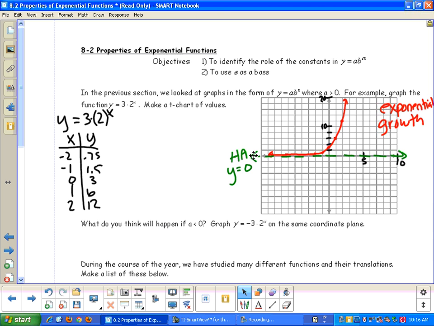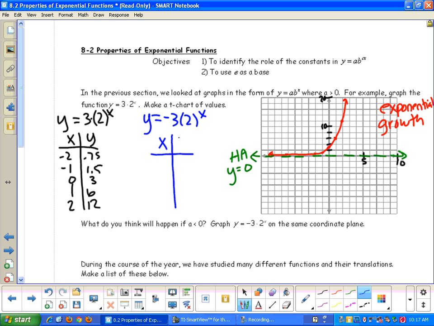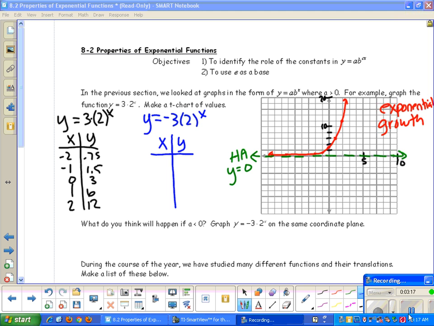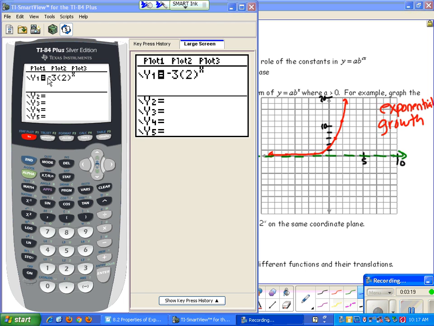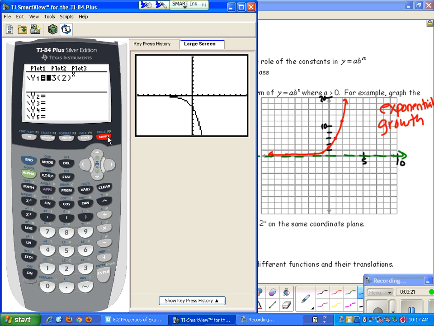So the next question says, what do you think will happen if a is less than 0? So let's go ahead and graph y equals -3 times 2 to the x power on the same coordinate plane. Let's go ahead and use our table to do that. In my calculator, I put the negative in front, and then I hit graph. Notice now my graph is going downward. Remember we said the negative in front reflects your graph over the x-axis.